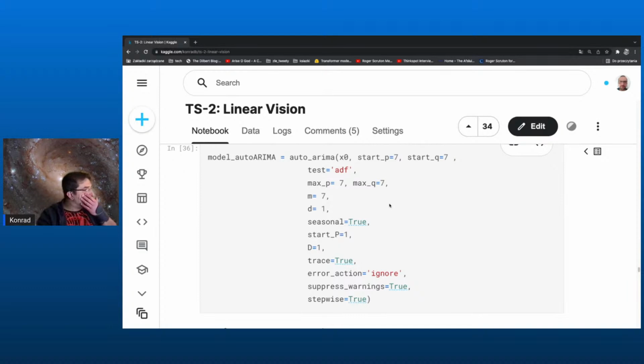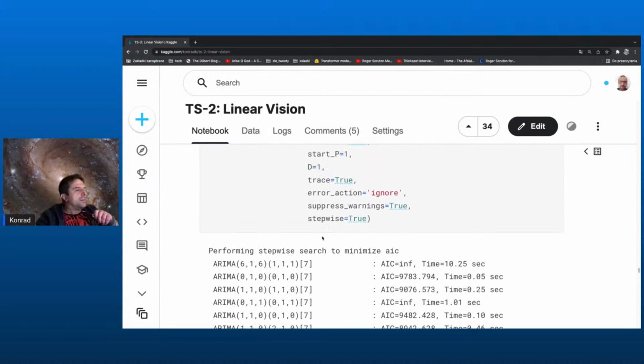Auto-ARIMA, we want to find out the optimal order of the model. We allow up to 7 lags in our AR and MA parts. For the test, we use Dickey-Fuller to see if a given order of differencing makes sense or not. Sorry, that's max. Then we start with the max values. We have weekly seasonality. Those were guesstimate compromises, really, so that an exhaustive range of values is checked, but it doesn't take forever. Voila, we found the best model.